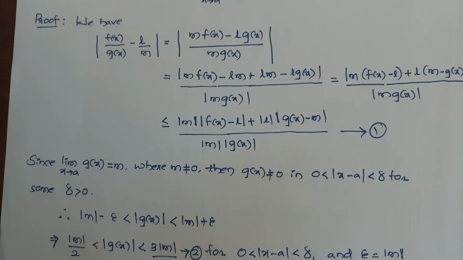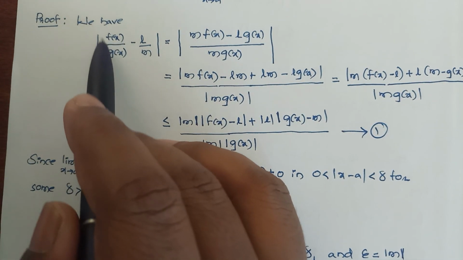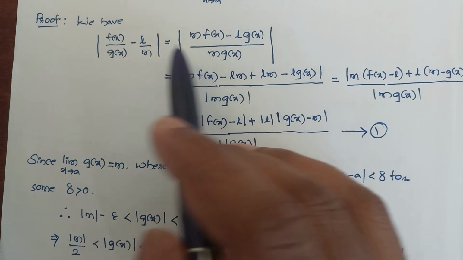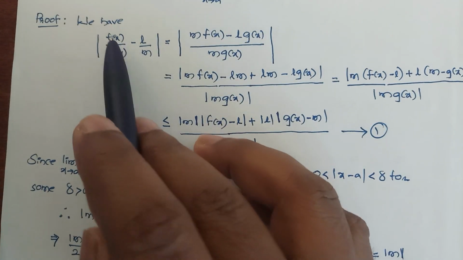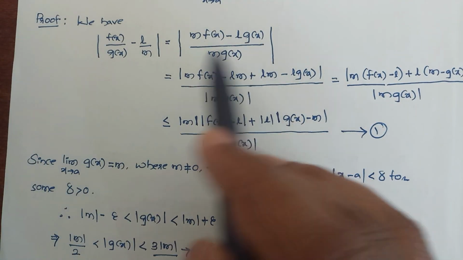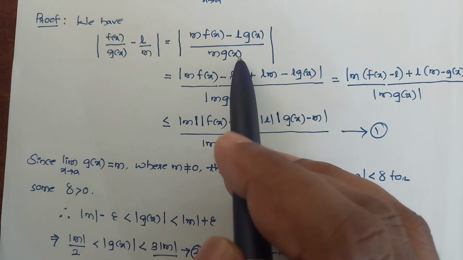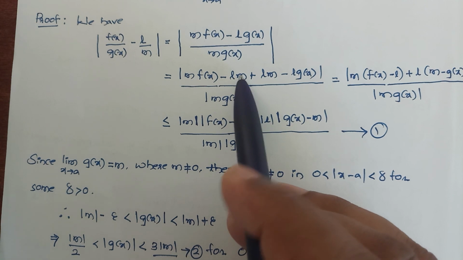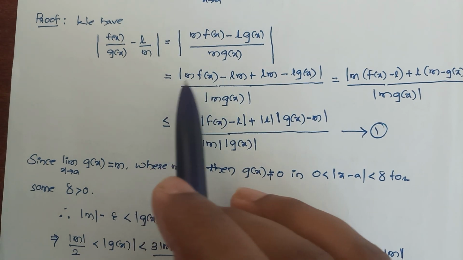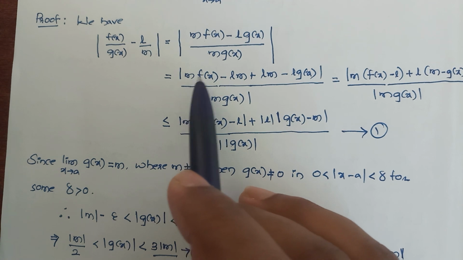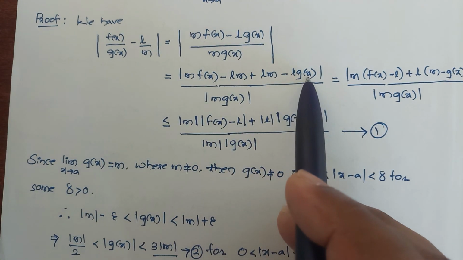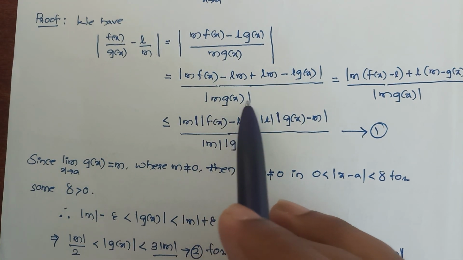So for that the proof is, we take modulus of f of x divided by g of x minus L divided by m is equal to, using cross multiplication, modulus of m into f of x minus L into g of x divided by m into g of x. Later I add and subtract Lm. Okay, add and subtract Lm. So then it will become modulus of m into f of x minus Lm plus Lm minus L into g of x divided by modulus of m into g of x.